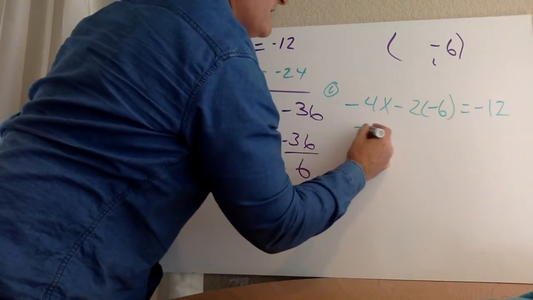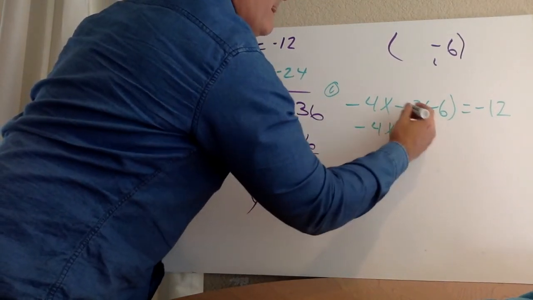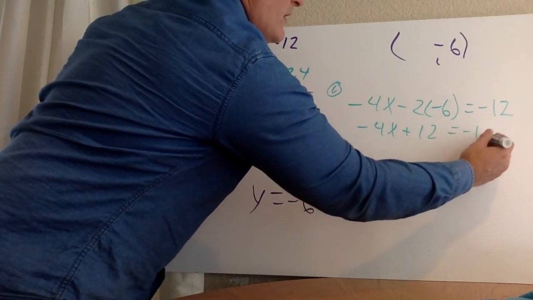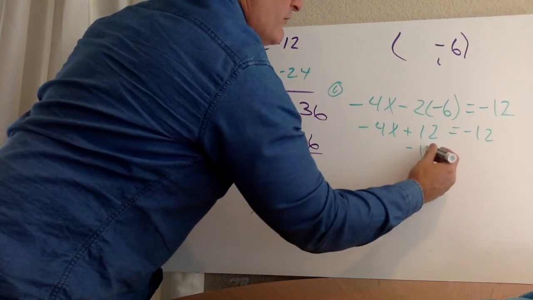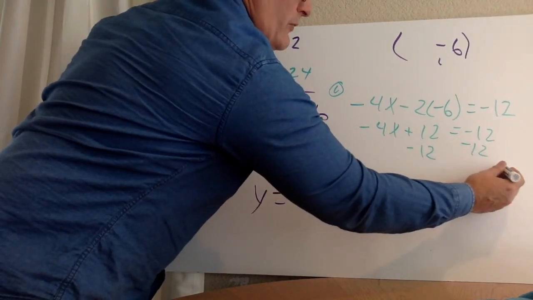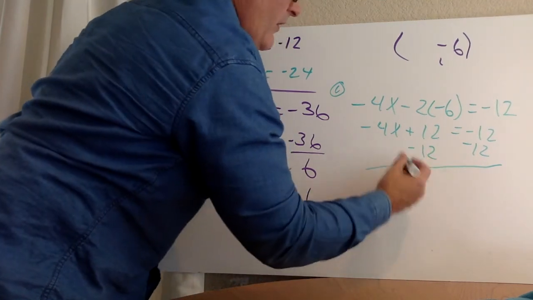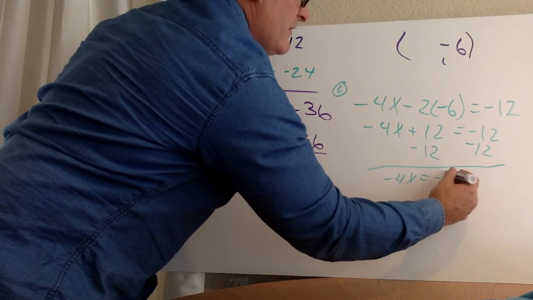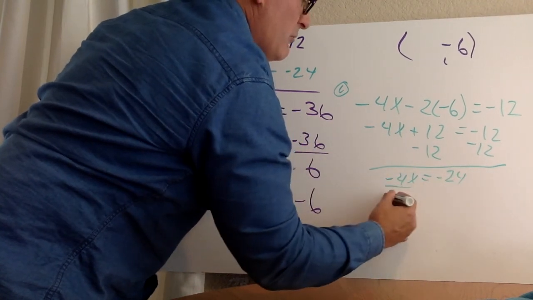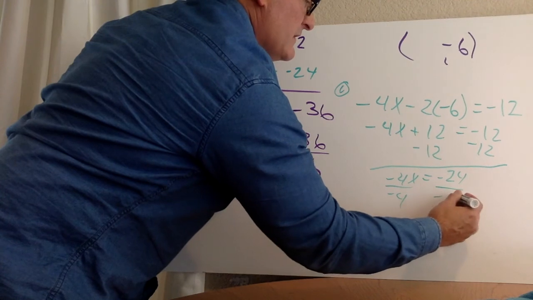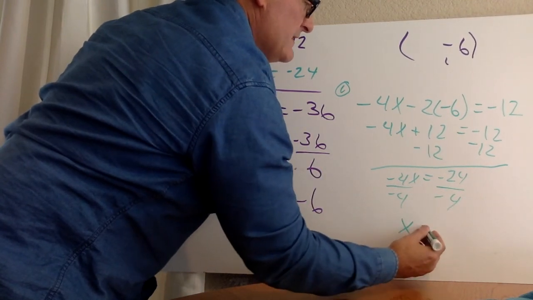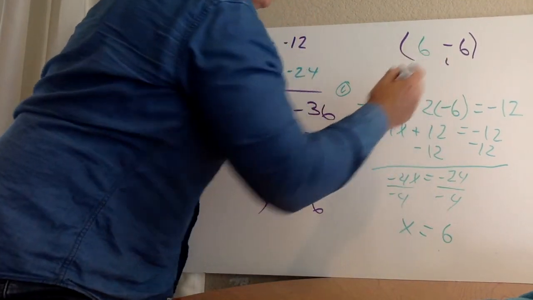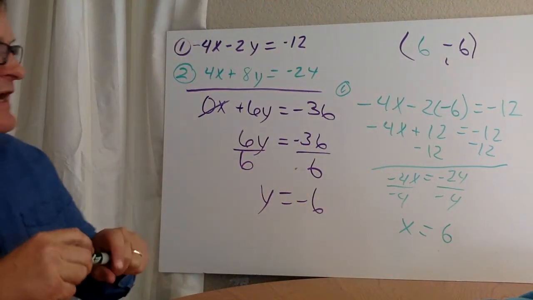Now let's just continue to simplify. Negative 4x. Negative 2 times negative 6 is plus 12, equals negative 12. Subtract 12 from both sides. Going through this quickly because you already know all this stuff. Negative 4x equals negative 12 plus negative 12, which is negative 24. Divide both sides by negative 4 to finish solving for x. And we end up with x equals negative 24 divided by negative 4, which is a positive 6. So my x value for the solution is a positive 6.